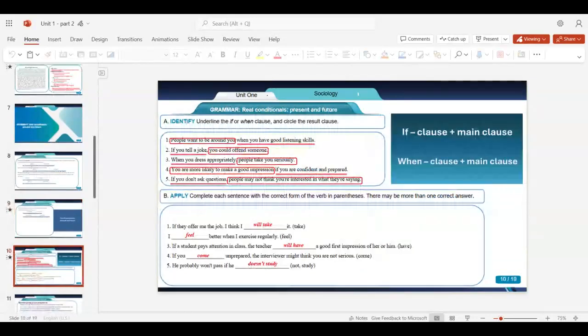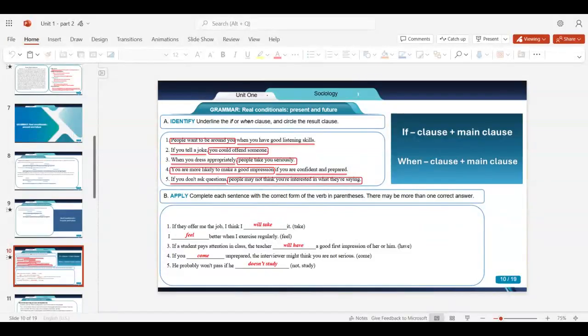Again, we have here real conditional, present and future. Identify, underline the if or when clause and circle the result clause. In your exam, sometimes you have instructions in the same way. So, underline the if or when clause and circle the result clause. Underline means you underline, and circle means you make a circle. You must do it in the same way.